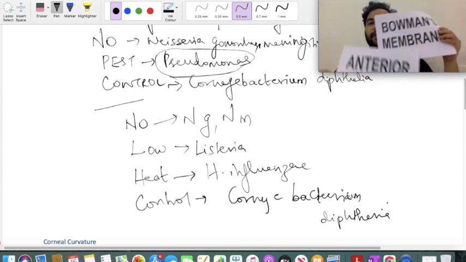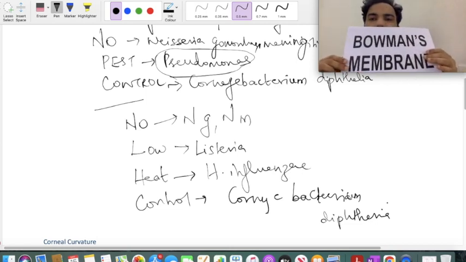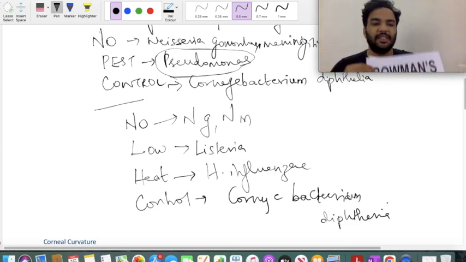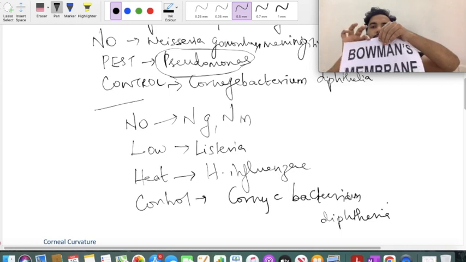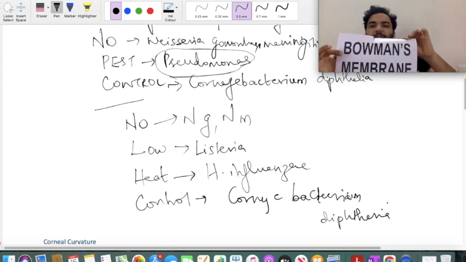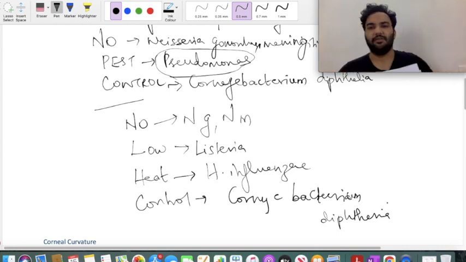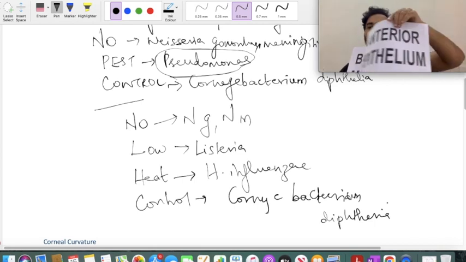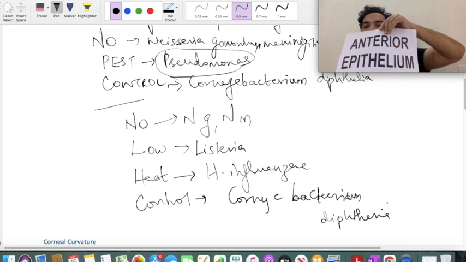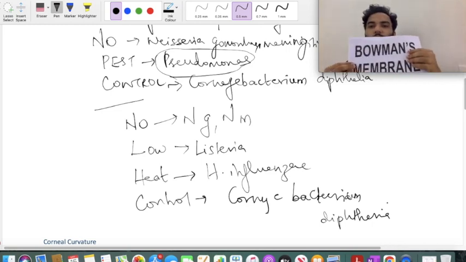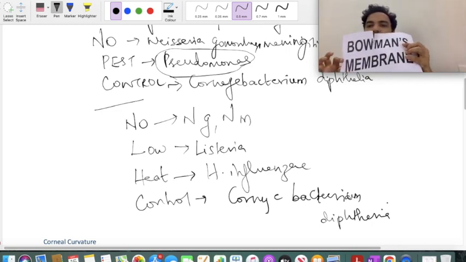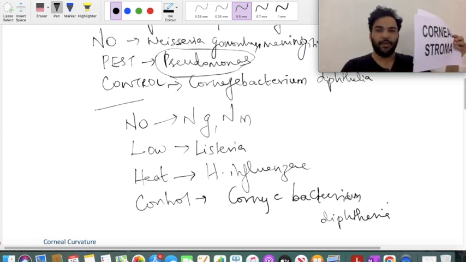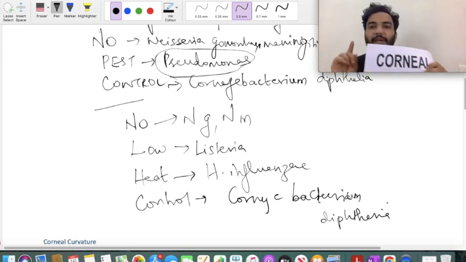So coming to the next layer, Bowman's membrane. If Bowman's membrane gets damaged, it is damaged for life. It produces a scar. It cannot heal. Whereas the anterior epithelium, as I showed you, forms a new one. But Bowman's membrane is like a stone, already torn, a stone. So that's about Bowman's membrane. Bowman's membrane leads to scar.